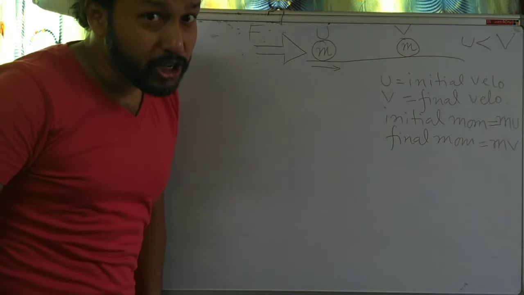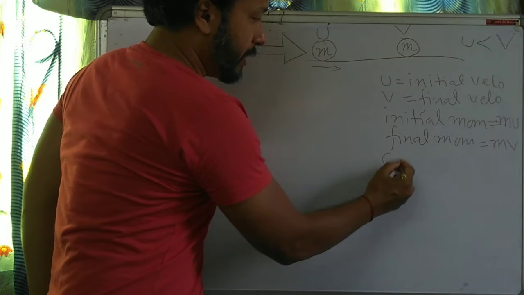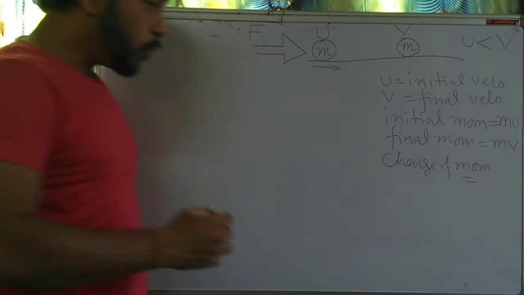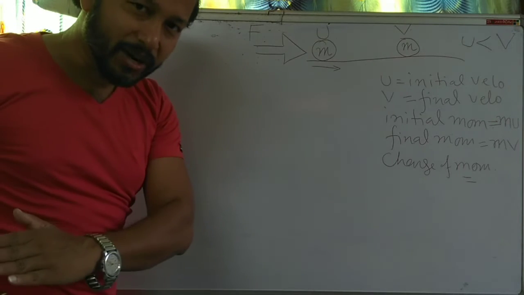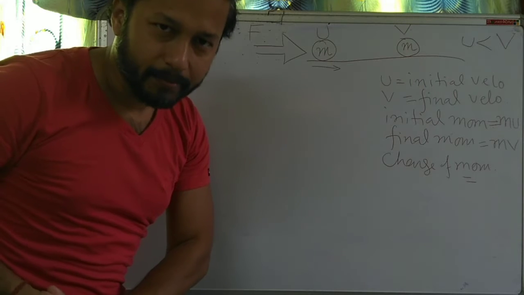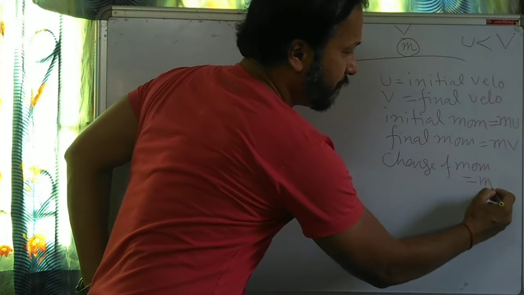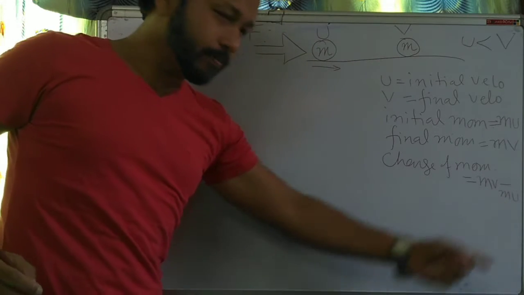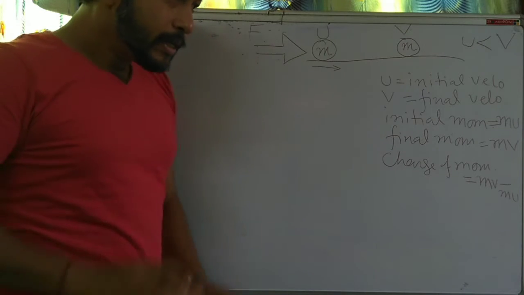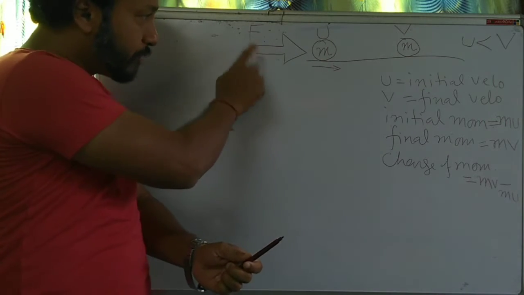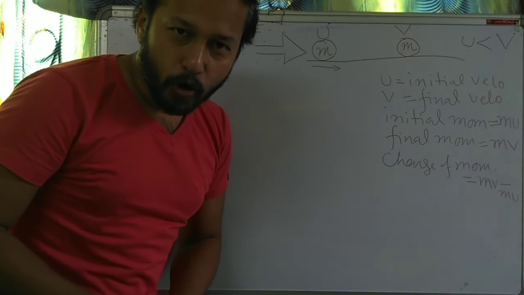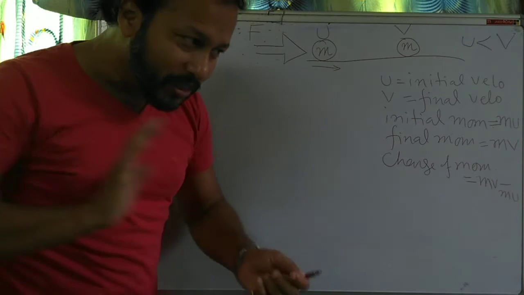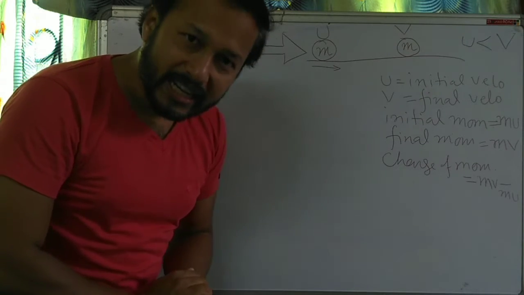So what is the change of momentum? Change of momentum is equal to final momentum minus initial momentum. That is change of momentum. That means mv minus mu. Final momentum minus initial momentum. Got it? Now, say you have applied the force for the time t. Got it? The duration of the applied force is t.